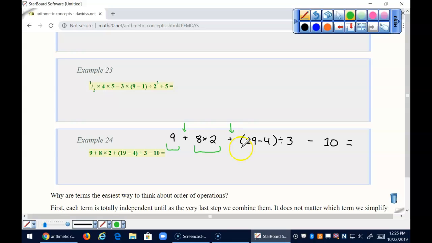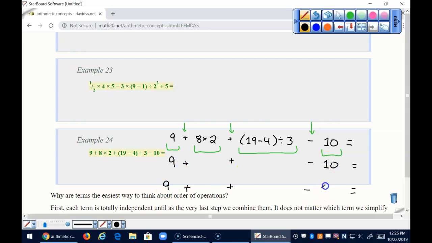19 minus 4 divided by 3. And there's a minus that's not in parentheses, and then 10 is its own term. So I know sort of the skeleton of this problem, right? I'm going to have 3 things added together, and then I'm going to take away something at the end. So, well, 9 just stays 9.